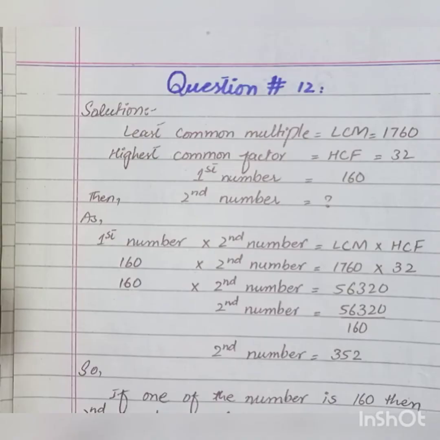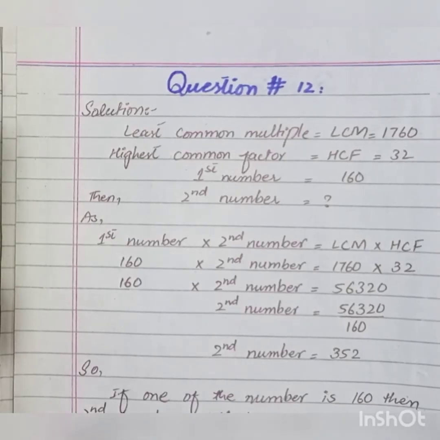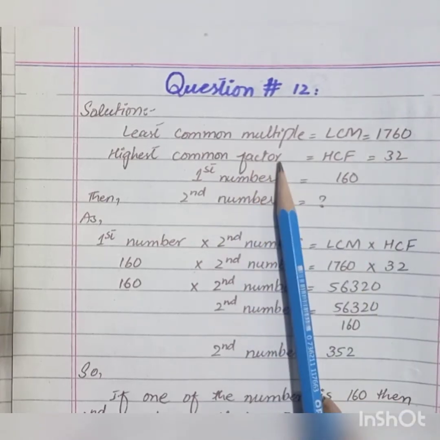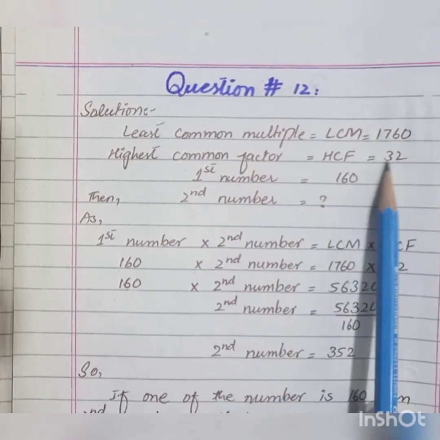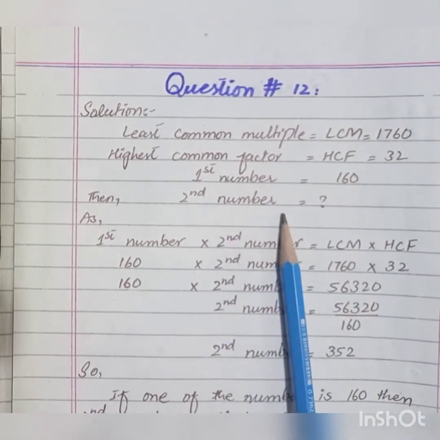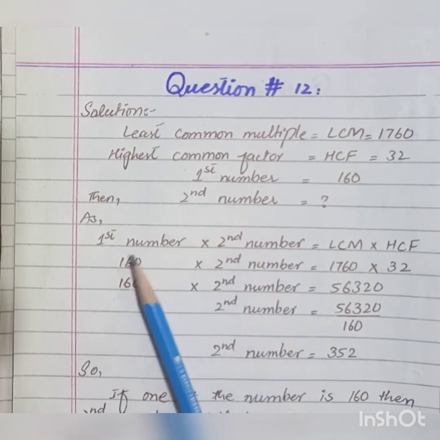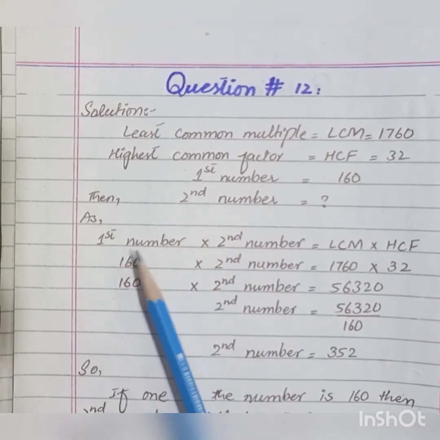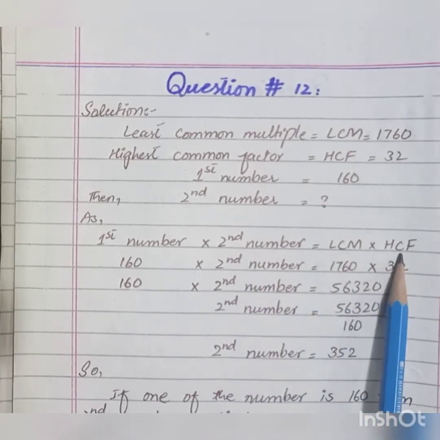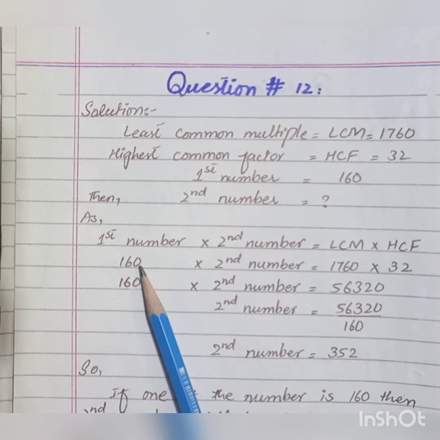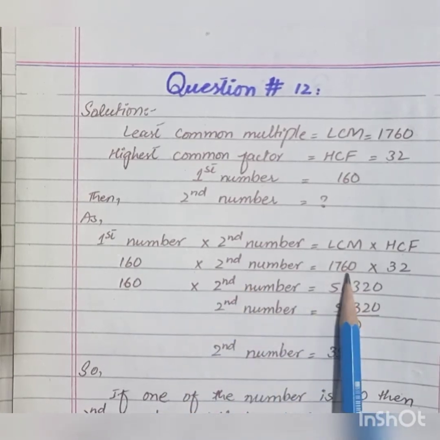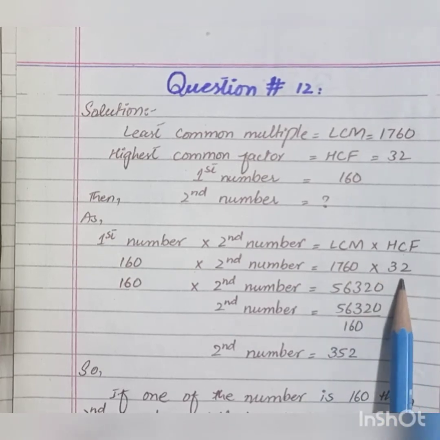So let's find it. Now here is the solution. The least common multiple is equal to 1760, the highest common factor HCF is equal to 32, and the first number is 160. We have to find the second number. So how can we find it? We know the formula: first number multiplied by second number is equal to LCM multiplied by HCF. Students, the value of the first number is 160, we have to find the second number, and LCM is 1760 and HCF is 32.